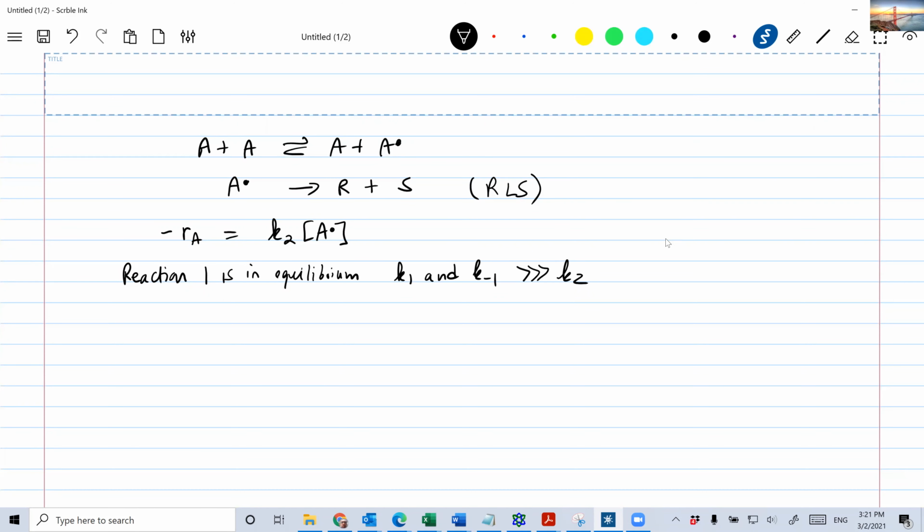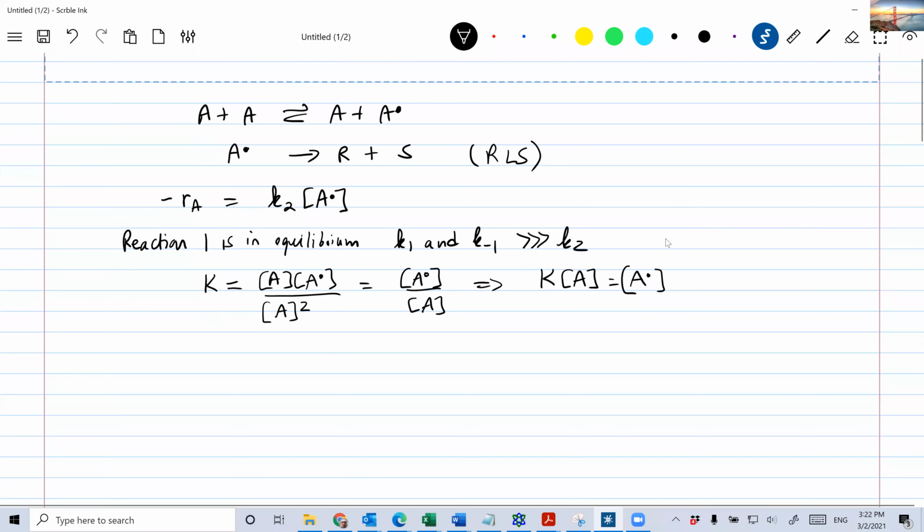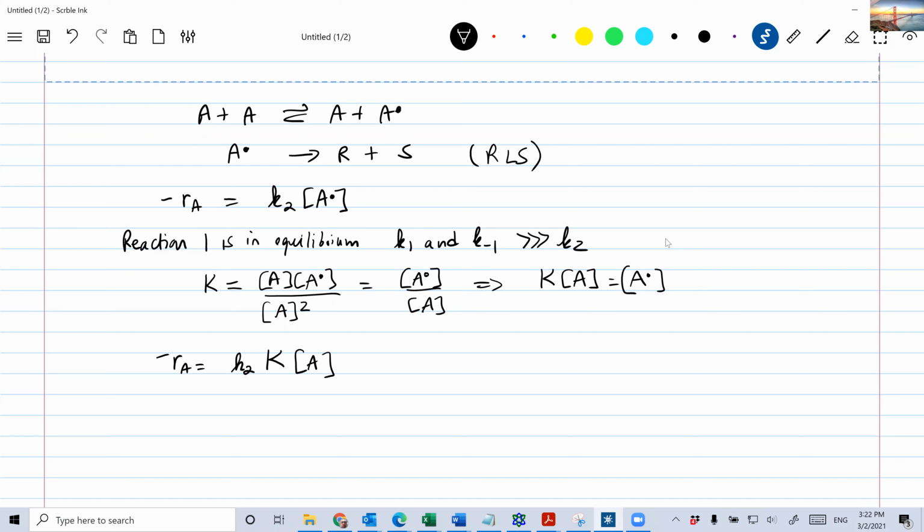So you could say that the equilibrium of reaction 1... okay. So there we go. Your minus RA is K2 times K times A. Does that work?